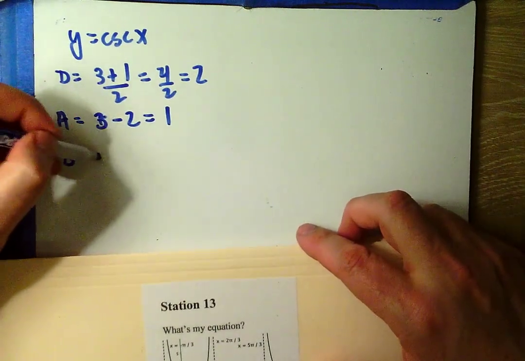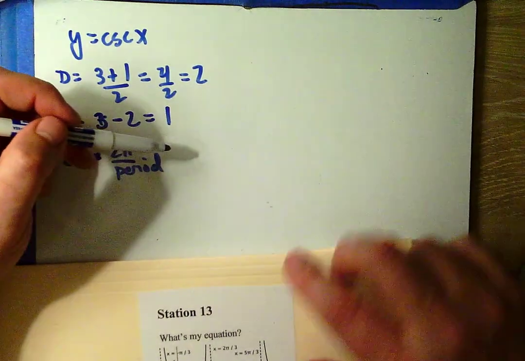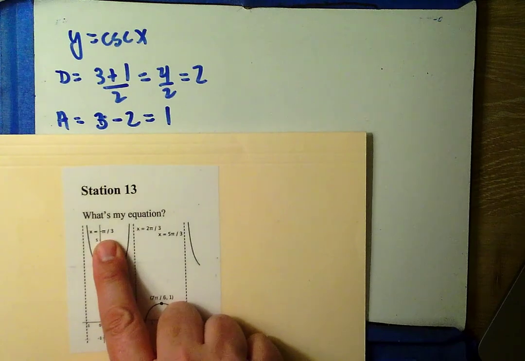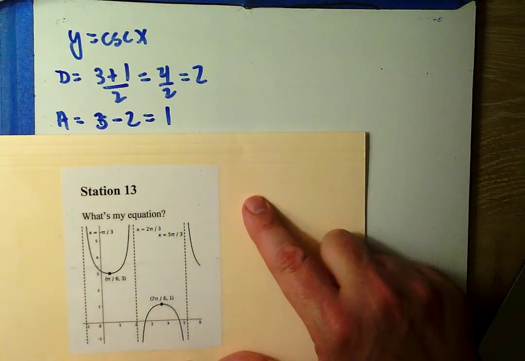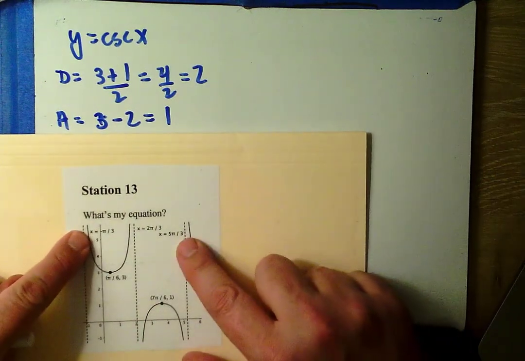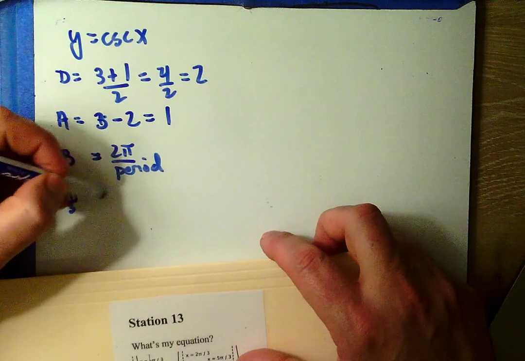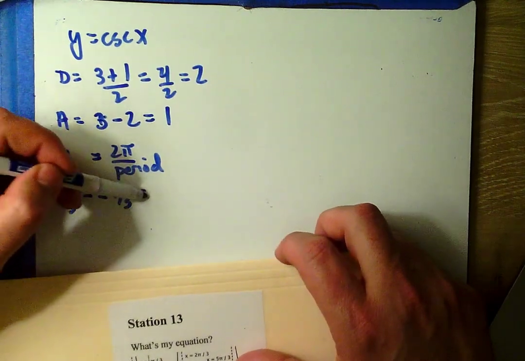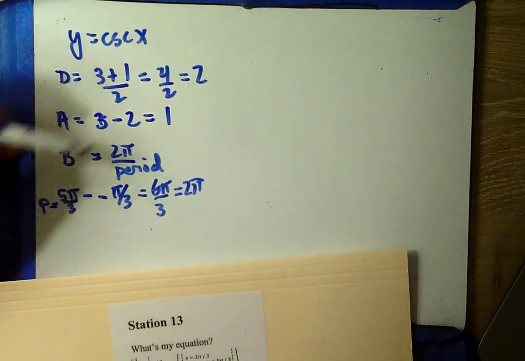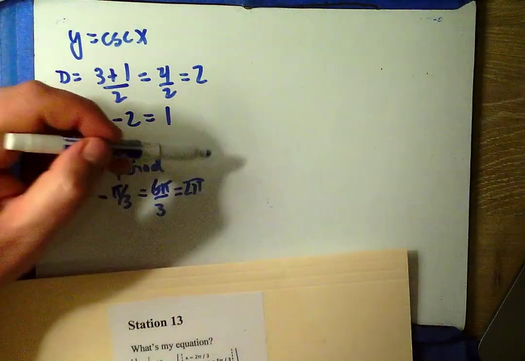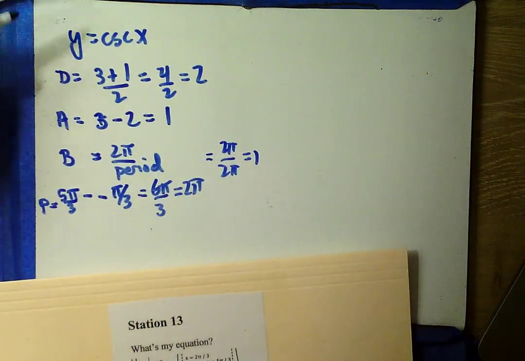Okay, now what? Well, B is 2 pi over the period. And the period is the starting x distance to the ending x distance of one complete period. So if I go from this vertical asymptote to this vertical asymptote, I simply subtract 5 pi over 3 minus a negative pi over 3, which gives me 6 pi over 3, or 2 pi. That's my period. We want b though, and b is 2 pi over the period, so 2 pi over 2 pi is 1. Our b value is 1.